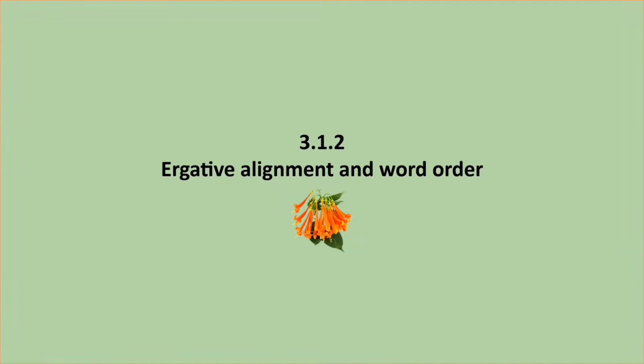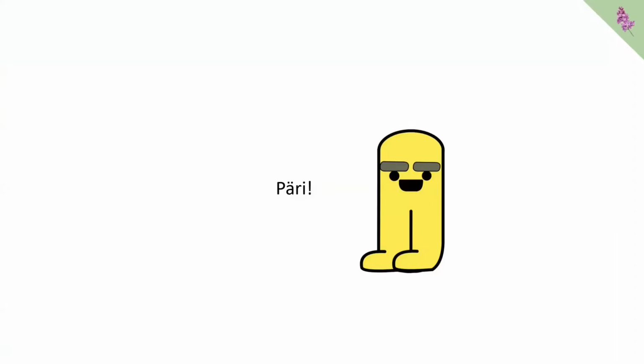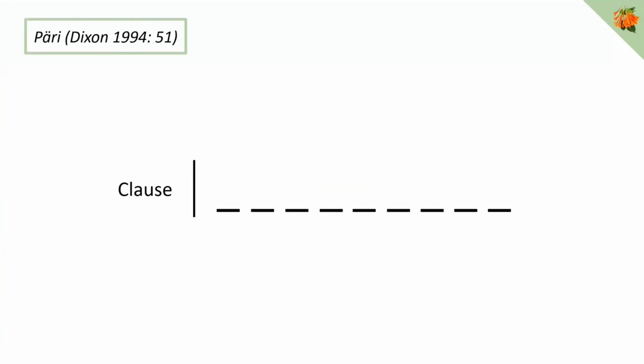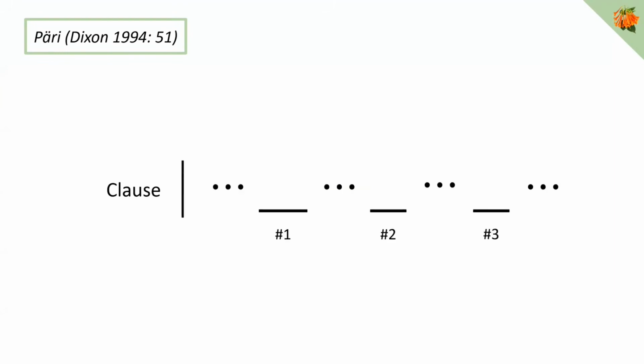For an example of a language that exhibits ergative alignment with respect to word order, let's take a look at the Nilotic language, Päri. As in English and Turkish, in Päri, every clause can be divided into a number of positions. 3 of these are relevant for the present purposes. Position 2 is occupied by the verb. Moving on to position 1, one of the things that can occupy this preverbal position is S arguments.